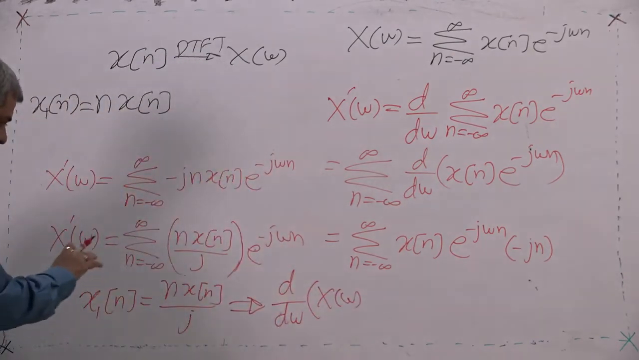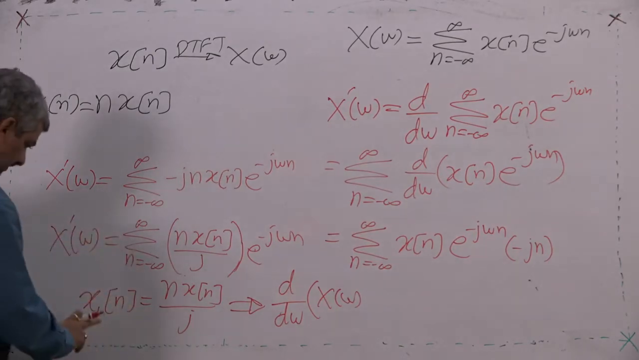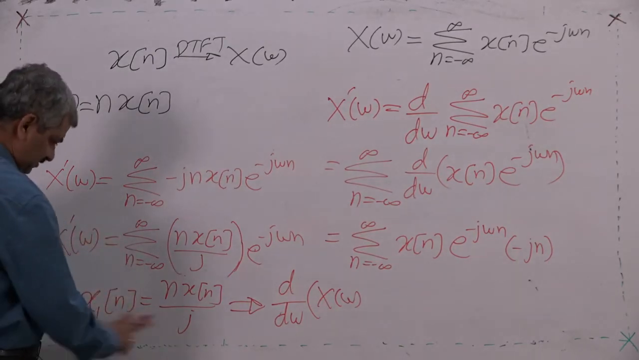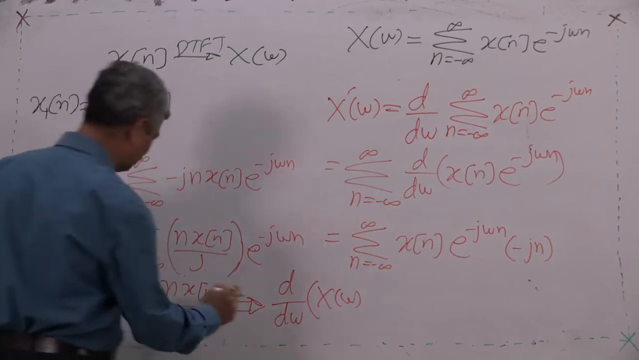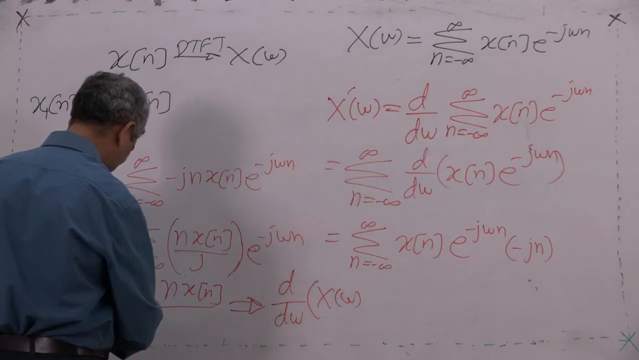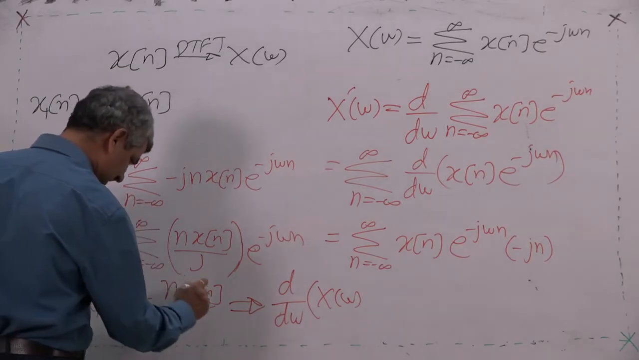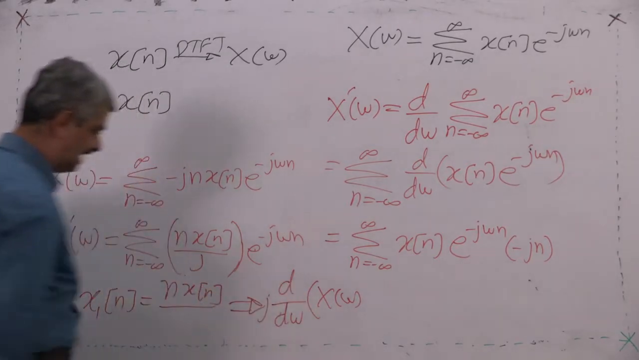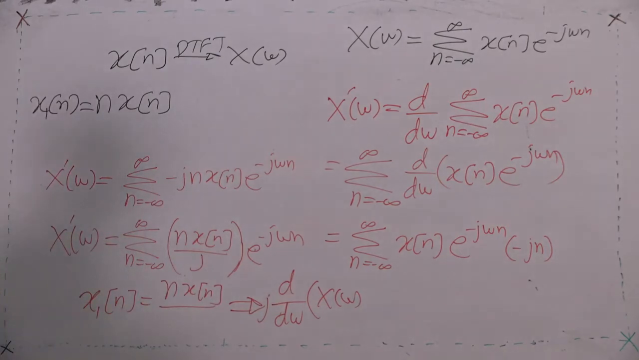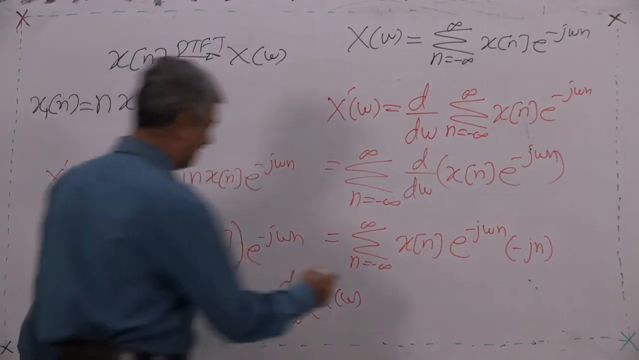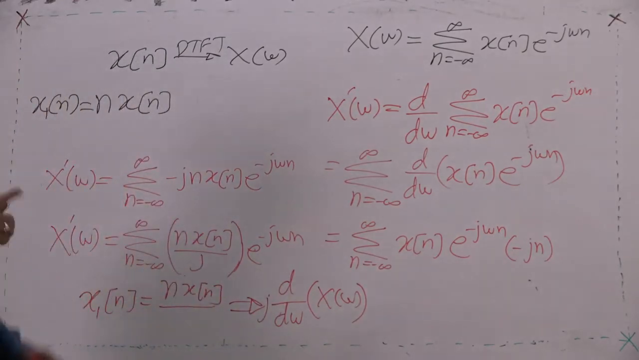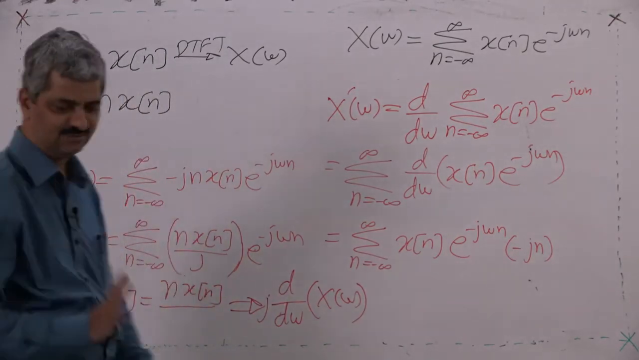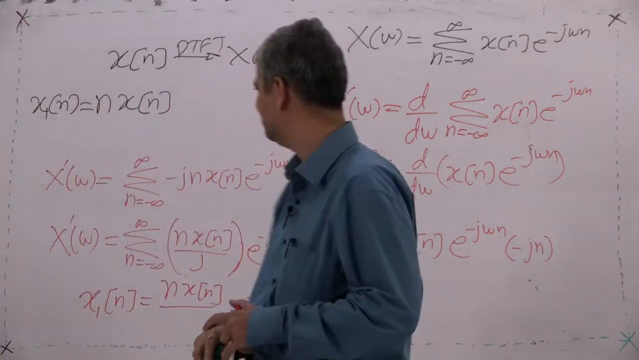And then by using the linearity property, if I say that x1n is, j is here, I can take it on the other side also. So if my sequence x1n is n x n, then j d by d omega of x omega, that is j times the derivative of DTFT, is the DTFT of n x n. So it is the second property, that is differentiation in frequency domain.